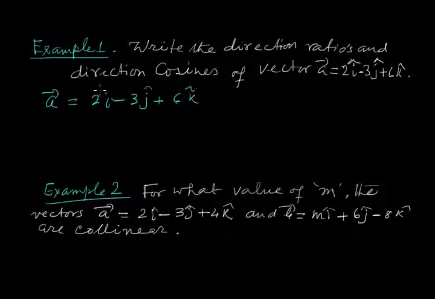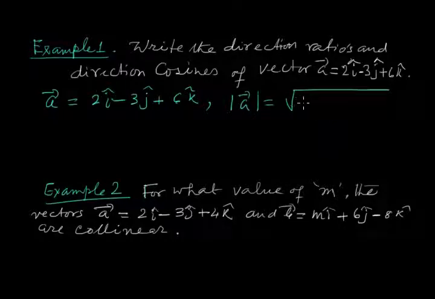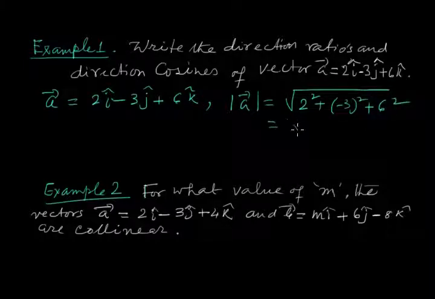So first of all, we have to find the magnitude. So magnitude is equal to root over x square plus y square plus z square. Here x is 2, so 2 square, y is minus 3, z is 6 square. So 4 plus 9 plus 36, adding up 49, is equal to 7.